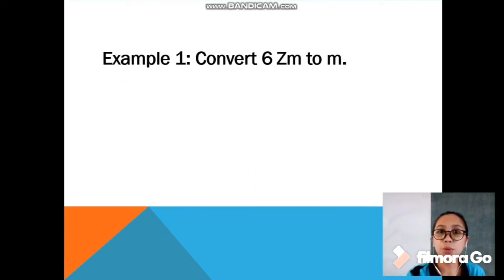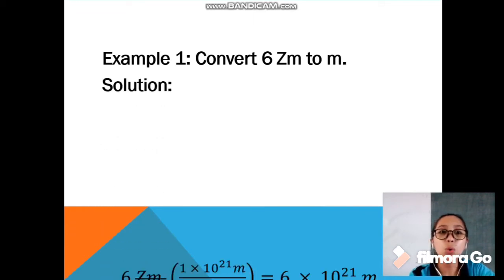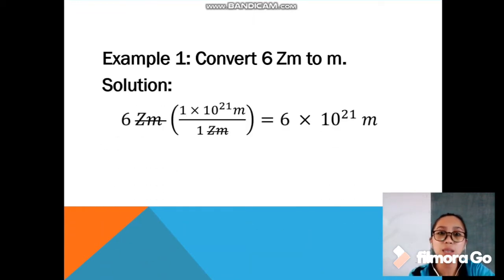So we have here example number 1. Convert 6 Zm to m. So take note for the capital Z. What do you mean by capital Z? So it is in the upper part. Prefixes, it is zetta meters. We're going to express this as 6 zetta meters.